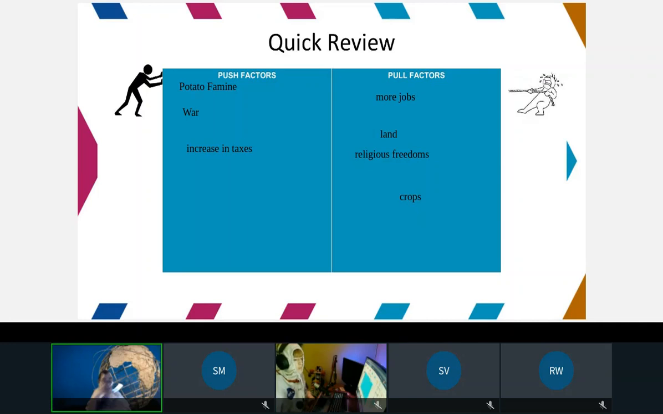Increases and decreases. Good. All right. So if you have a crop yield, you have more crops than what you can possibly eat yourself. You have a yield, that's a pull factor, right? Especially if there's a demand for agricultural labor, right? If there's a demand for people to work the fields.